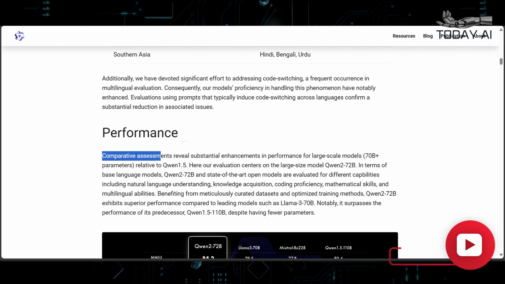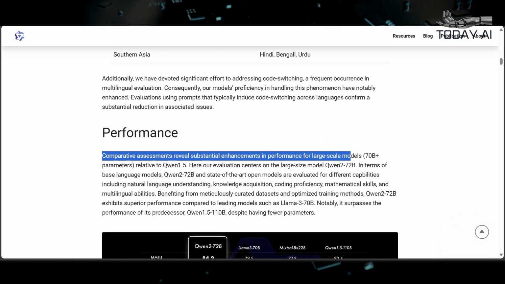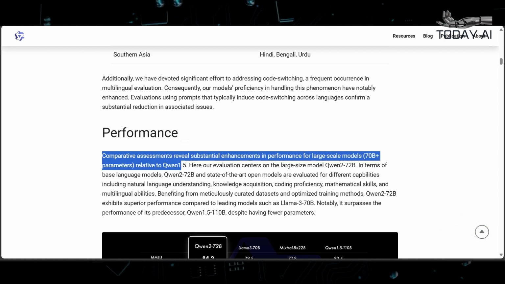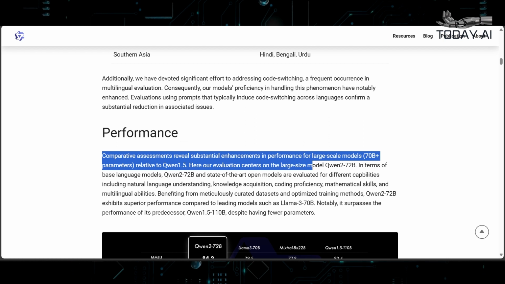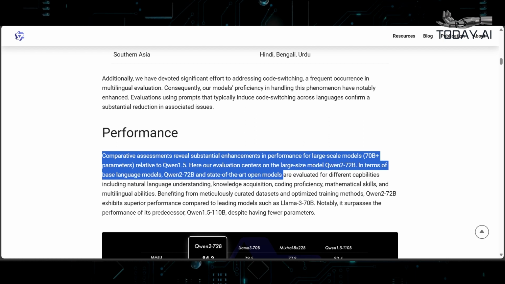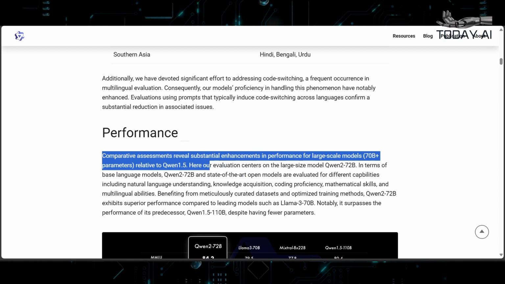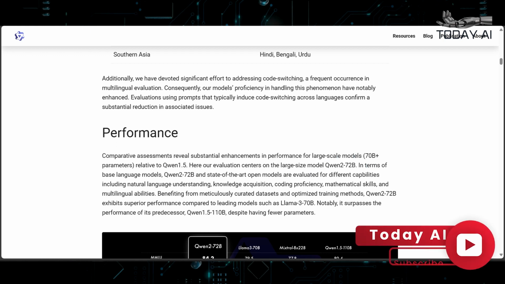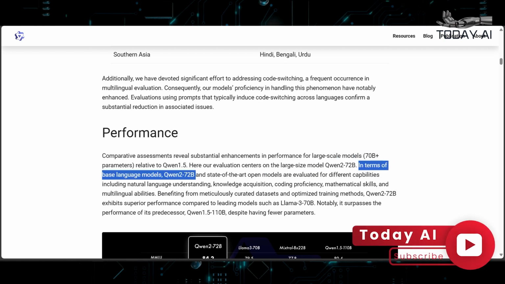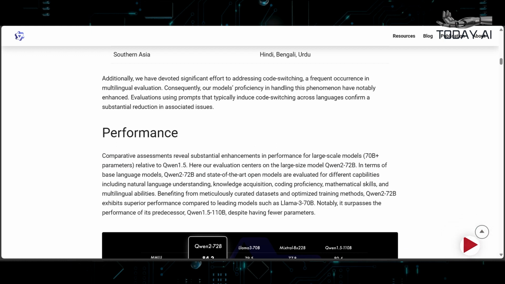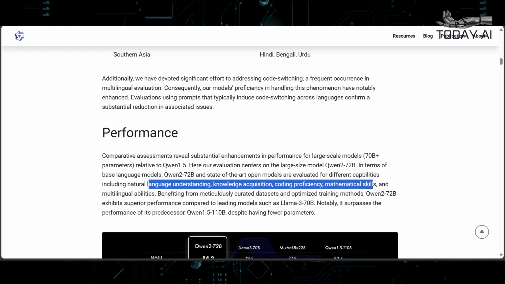Performance. Comparative assessments reveal substantial enhancements in performance for large-scale models, 70B+ parameters, relative to Qwen 1.5. Here our evaluation centers on the large-size model Qwen 2-72b. In terms of base language models, Qwen 2-72b and state-of-the-art open models are evaluated for different capabilities including natural language understanding, knowledge acquisition, coding proficiency, mathematical skills, and multilingual abilities.